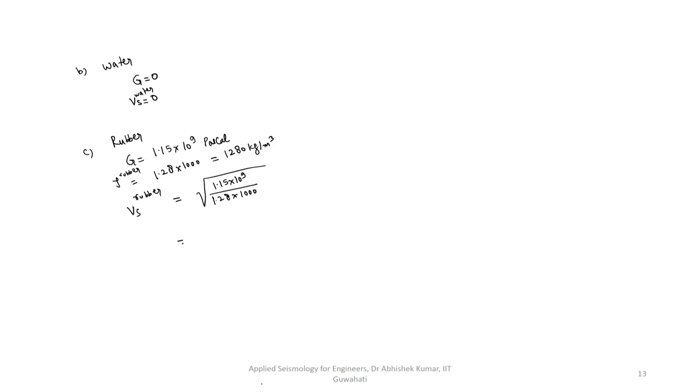So, coming over to this equation, we can determine the value as 947.8 meter per second or equal to 0.95 kilometer per second. So, this is the shear velocity or the propagation velocity of shear wave. The first one corresponds to steel, the second one corresponds to water, because water does not offer resistance to shearing, that is why the shear modulus is 0. So, the shear velocity of water is 0.